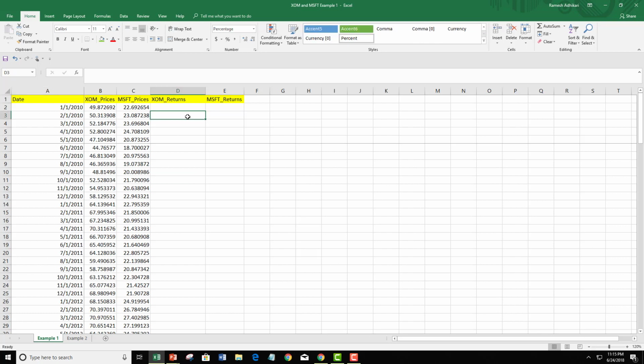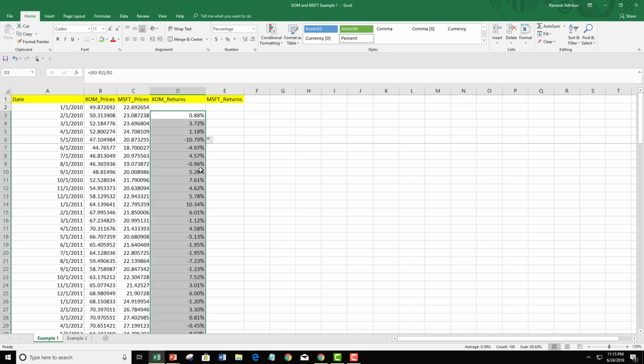As we all know how to compute simple return, right? So I'm going to compute simple return for ExxonMobil. So equals the current price of ExxonMobil minus the previous price, over the previous price. So that gives me the simple return. And once you compute it for the second month, you can double click on the square box and it computes for all the remaining months, right?